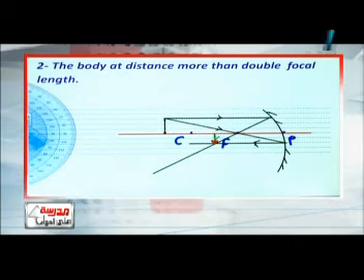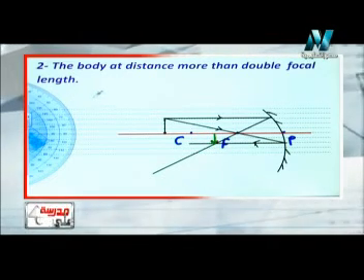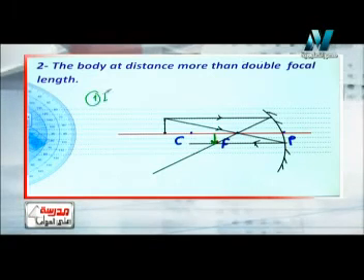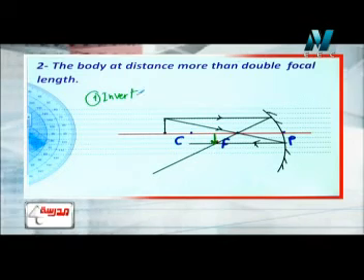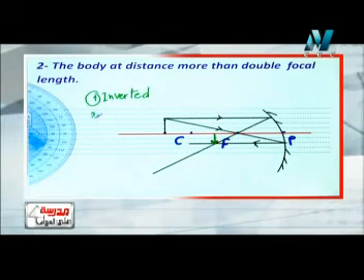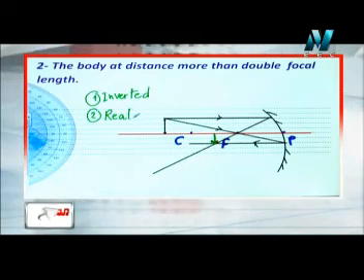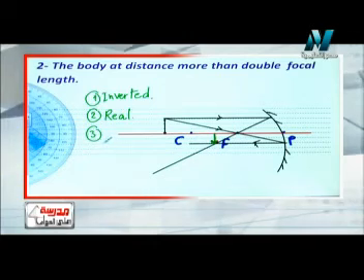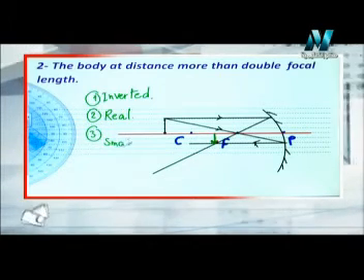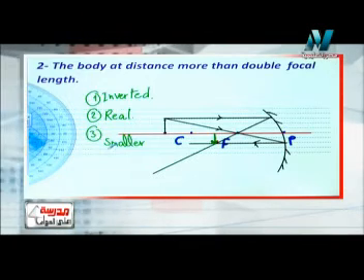As you see, the properties of the image: number 1 is inverted. ده مقلوبة برضو الصورة. Upside down. At the same time, the image is real. As we know, real can be received on the screen. Number 3 is diminished or small or smaller than object. مصغر يعني. Diminished or smaller than object.